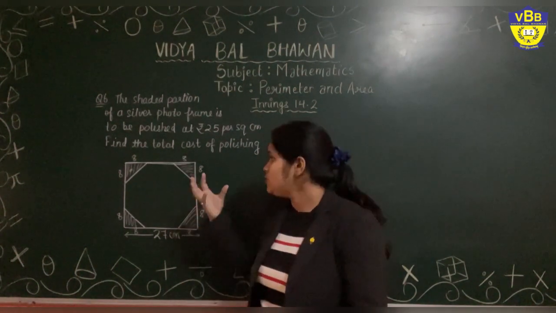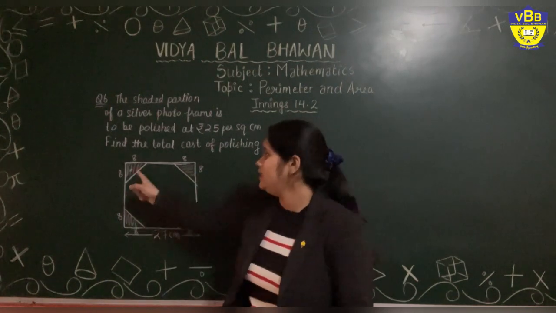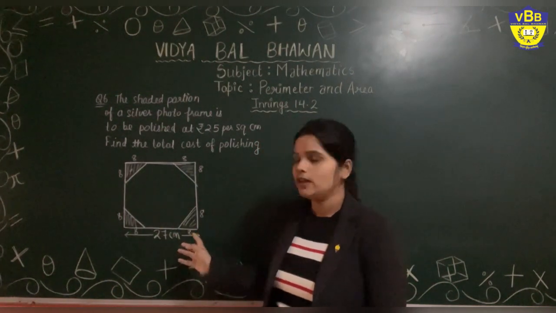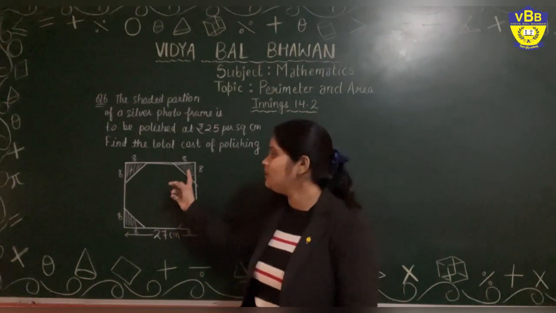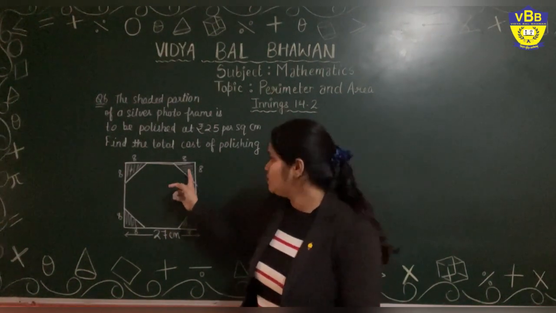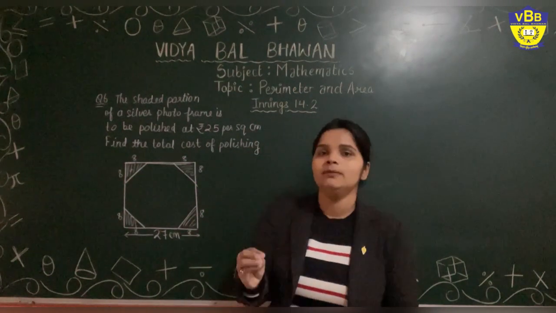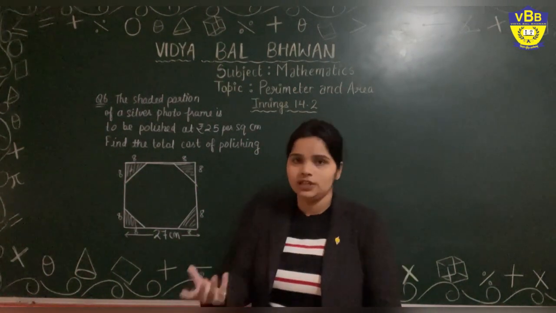To find how much area is to be polished, I need to find the area of the shaded portion. One shaded portion is triangular in shape. I will calculate the area of one triangle. Because we have 4, I will multiply it by 4 to find the area of the shaded portion.